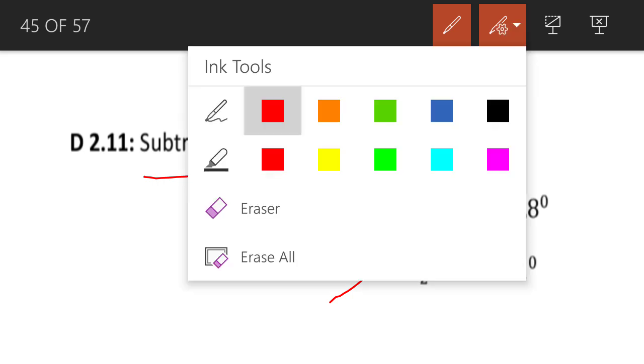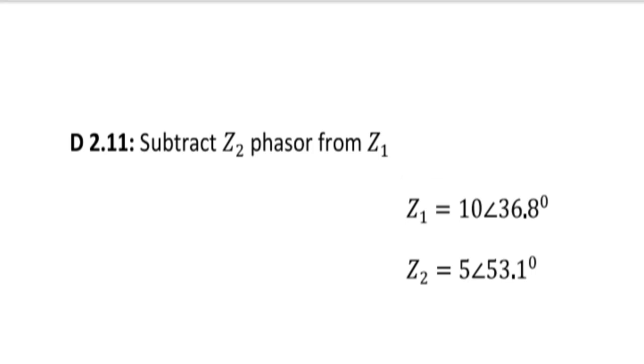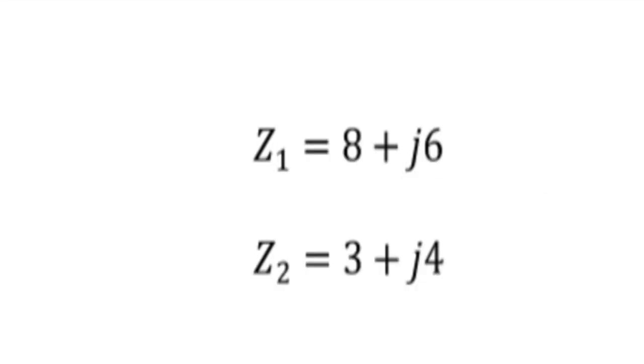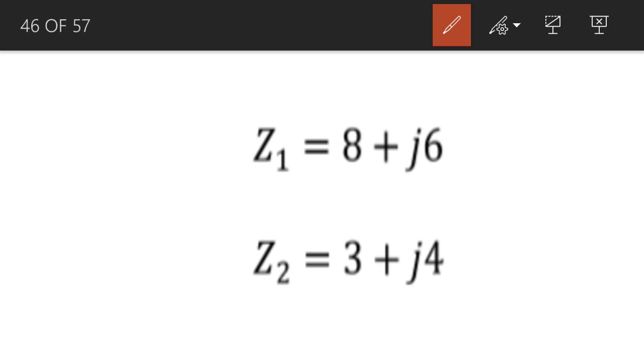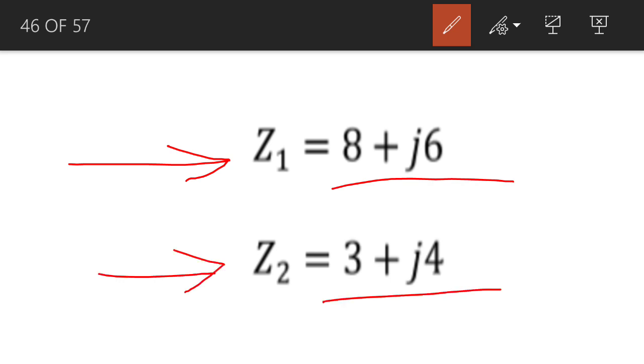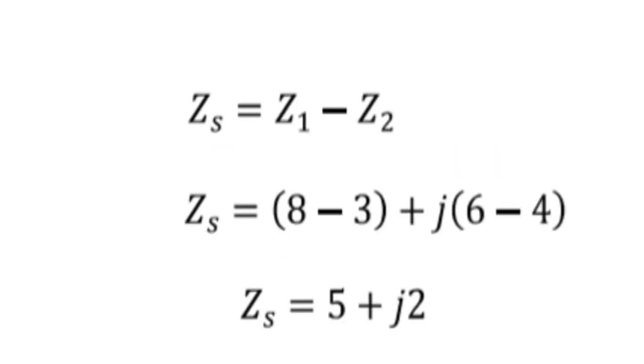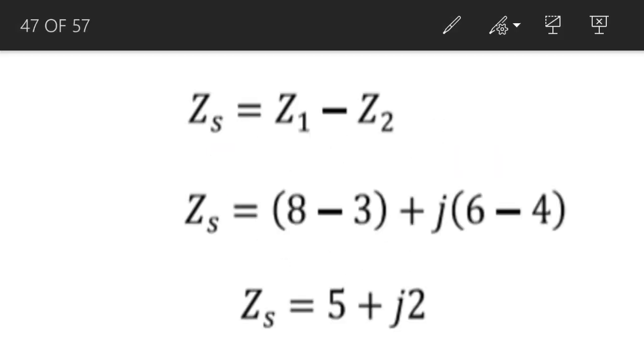So let us convert them to rectangular forms. We have already converted these two phasors into rectangular form. Z1 is equal to 8 plus j6 and Z2 is equal to 3 plus j6. You can convert these phasors from polar form into rectangular form with the help of equations, or you can do it directly with the help of your scientific calculators. So let us subtract Z2 from Z1.